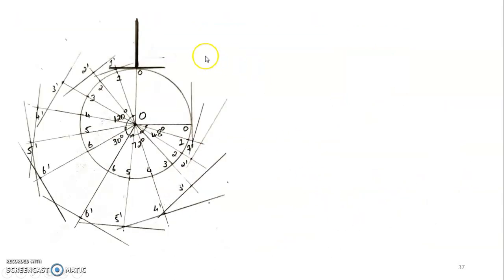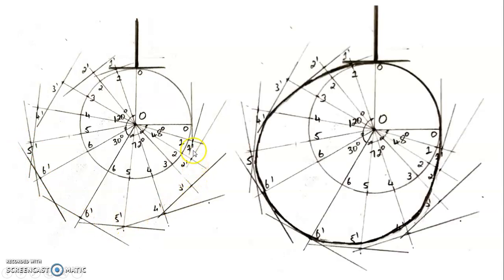Once you do that, because it's a flat face follower, at each of those points, 1 dash, draw a perpendicular line, or normal to that line. At 2 dash draw a perpendicular line, 3 dash a perpendicular line, 4 dash, it's here, 4 dash is a perpendicular line, 5 dash, 6 dash, then similarly the same, 6 dash, 5 dash, 4 dash, 3 dash, 2 dash, 1 dash, and also 0. Suppose you draw the perpendicular lines. Once you draw that, then you draw the curve, tangent to all these flat lines, and complete the profile of the cam.